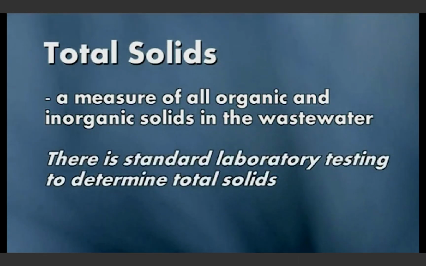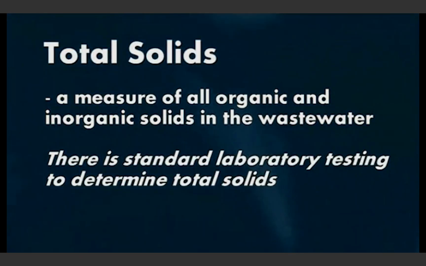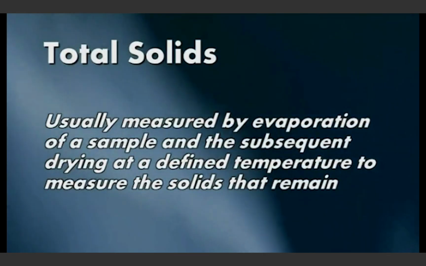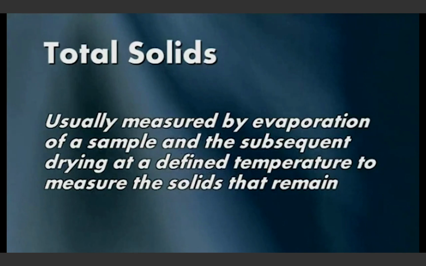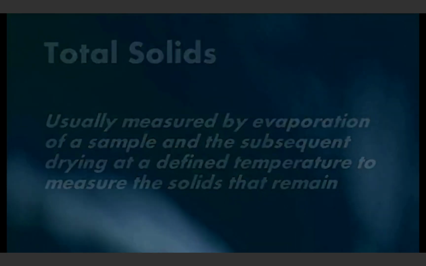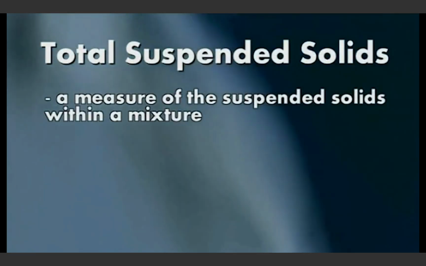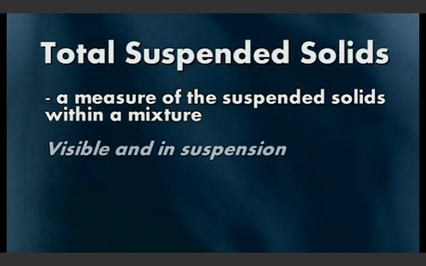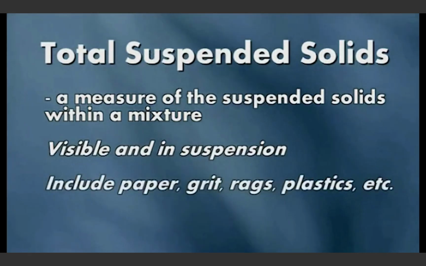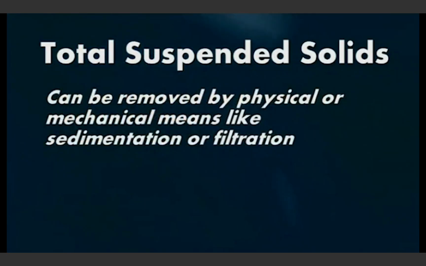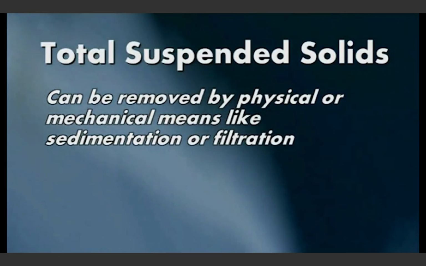There is standard laboratory testing that is done to determine total solids in wastewater. TS is usually measured by evaporation of a sample and the subsequent drying at a defined temperature to measure the solids that remain. Total suspended solids are a measure of the suspended solids within a mixture. Suspended solids are visible and in suspension. They include paper, grit, rags, plastics, etc., and can be removed by physical or mechanical means like sedimentation or filtration.